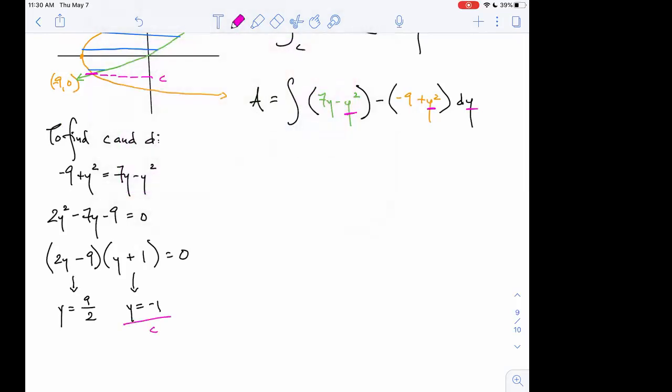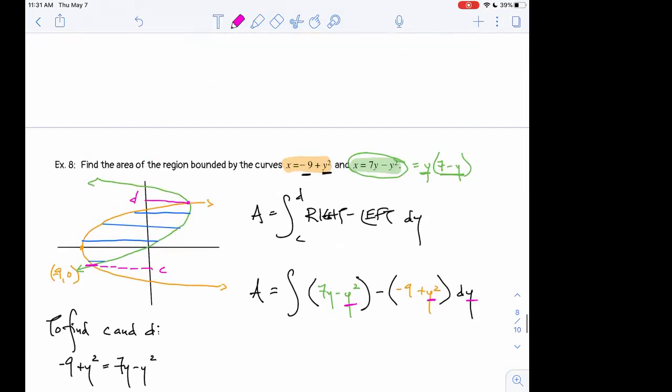This is your C value. This is your D value. So negative 1 to 9/2.